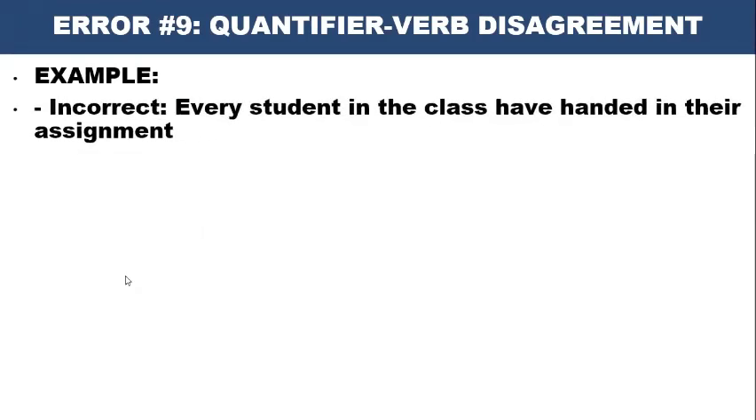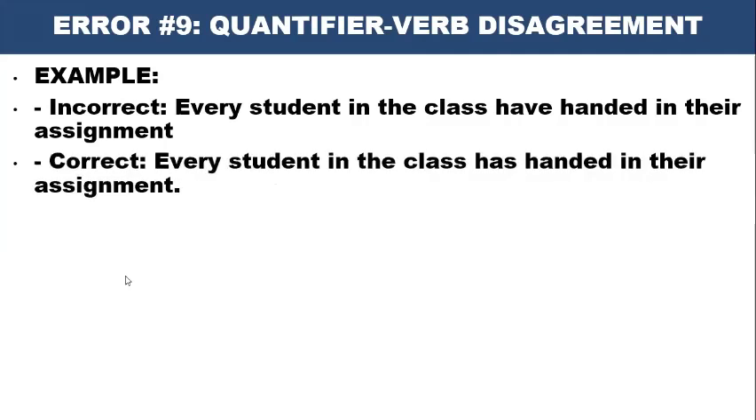Every student in the class have handed in their assignment. This is incorrect because when you talk of every student, it should be seen as a singular subject and should take a singular verb. So the correct sentence is every student in the class has handed in their assignment or his or her assignment.